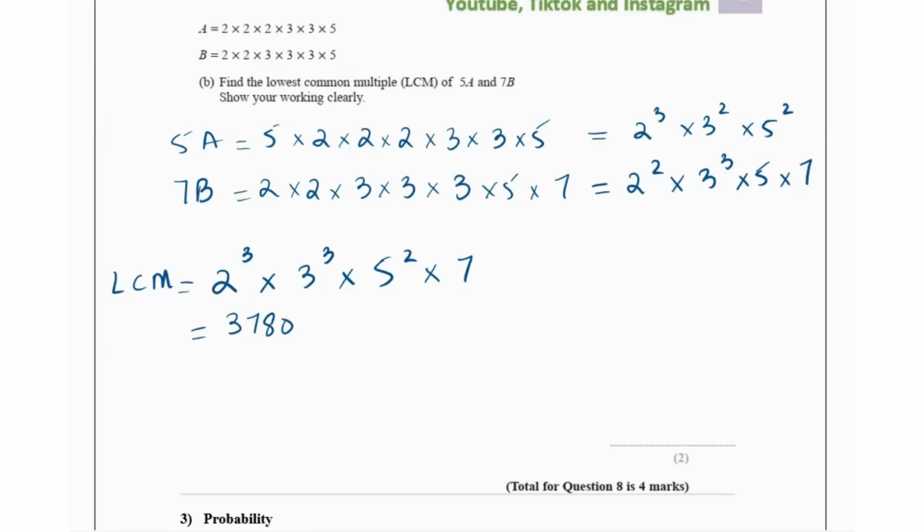If they were talking about the highest common factor, then you would pick the highest common powers. For 2, the highest common power is 2 squared. For 3, it would be 3 squared. For 5, it would be 5. And 7 doesn't exist in both A and B, it's just in B. So this would be your HCF. So if we compare LCM and HCF, for HCF we look at the highest common powers, and for LCM we look at the highest powers for each base.